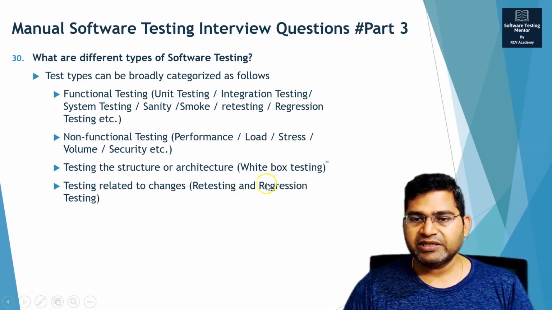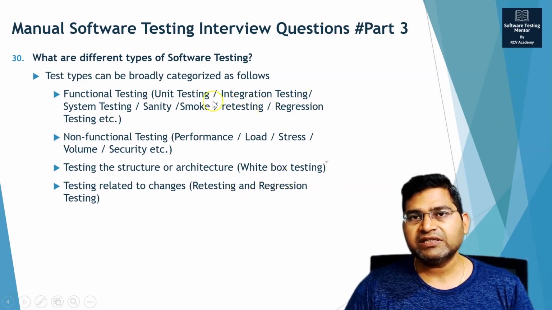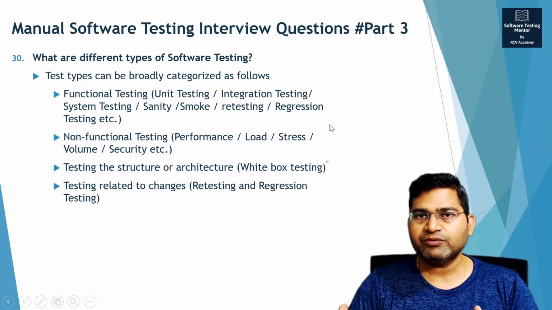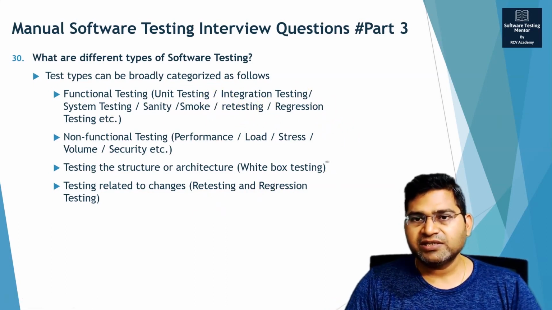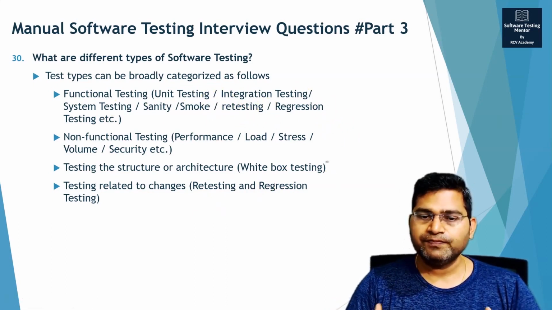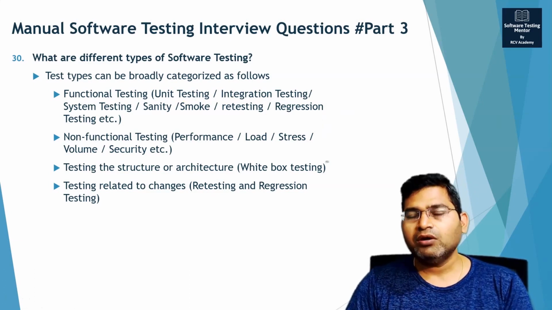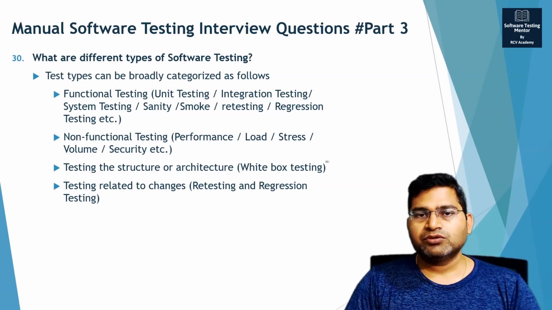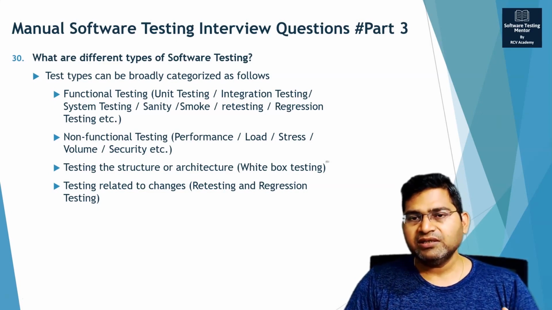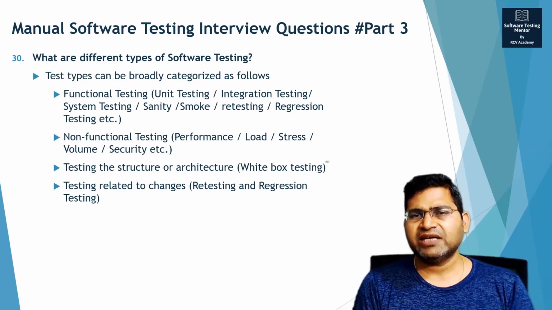So retesting and regression testing are also part of the functional testing, right? So you are testing the functionality when you are doing the regression test execution or when you are doing retesting. So these 2 testing are also testing related to changes or functional testing, right? So broadly, these are 4 categorizations, and there are so many testing types that you will hear.